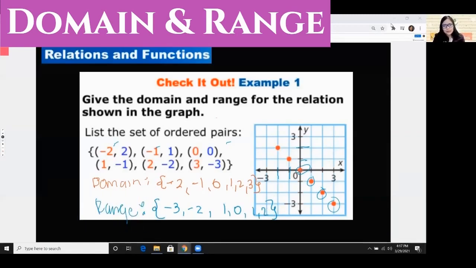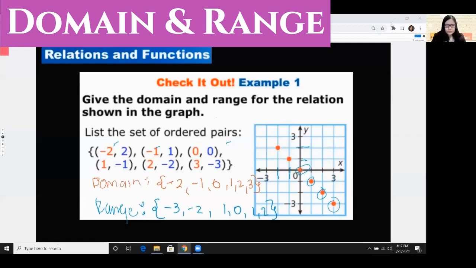Again, take note, when we are given ordered pairs, we will use a curly bracket to write the domain and the range, and make sure that your answer is written in least to highest order. That is the proper way on how to write the domain and the range.